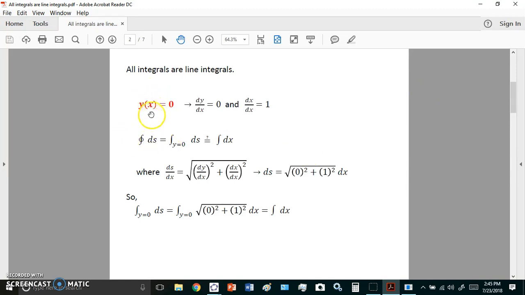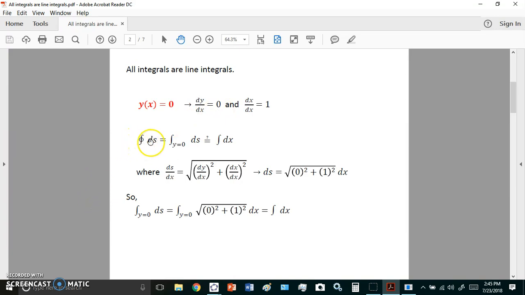So, and we know from this particular equation that dy/dx is 0 and dx/dx is 1, right? Because if we take this particular ratio and divide dx by dx, it is 1, and this particular ratio divided by dx is 0, right? In other words, dy divided by dx is 0.